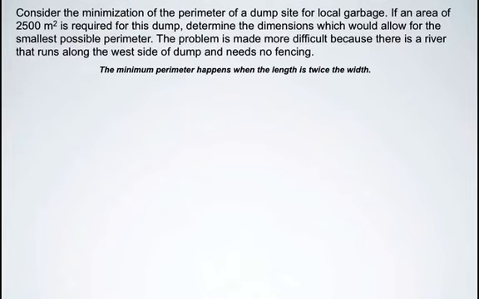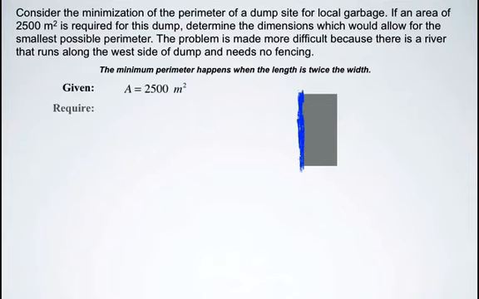Remember that the minimum perimeter happens in this case when the length is twice the length of the width, because we're only dealing with 3 sides for the perimeter. So here's an illustration of our problem. We've got the dump site with the river running on the west side of it. So we've got 3 dimensions here that have to be considered when dealing with the perimeter. So we're given that the area is 2,500 meters squared, and we're required to find out the width and the length for this dump site.